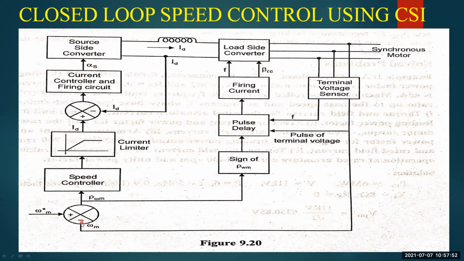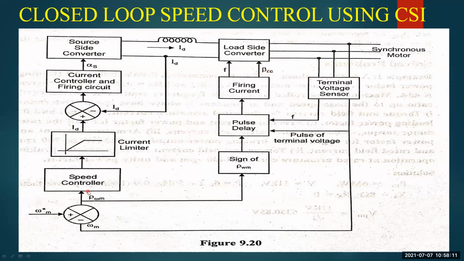If omega m star minus omega m is less than zero, that means the actual speed is more than the reference speed, so the speed error has become negative. If the speed error is negative, the sign of beta LC is set to regenerative braking mode. See, beta LC regenerative braking mode.